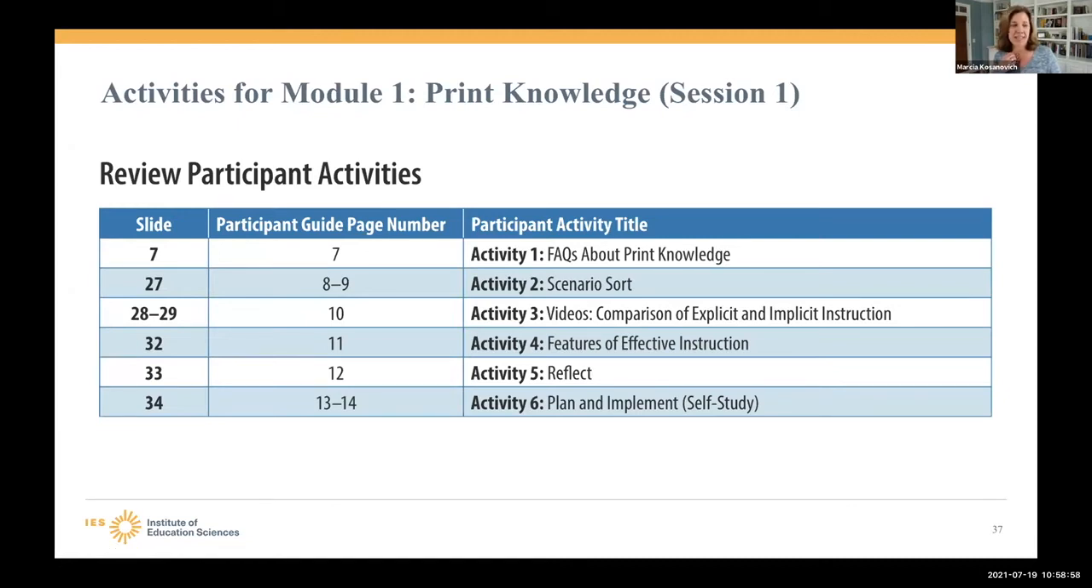these are the participant activities for Module 1, Session 1. And this exact table is in your facilitator guide to help you prepare for the session. So you see the slide number is in the first column, the page number in the participant guide, where it appears, and then the title of the activity is in the 3rd column. So what I'd like you to do is get your participant guide out, and we're just going to skim. I'm not expecting you to do these activities or read them. I just want you to skim beginning on page 7 of your participant guide. Activity 1 is FAQs about print knowledge.